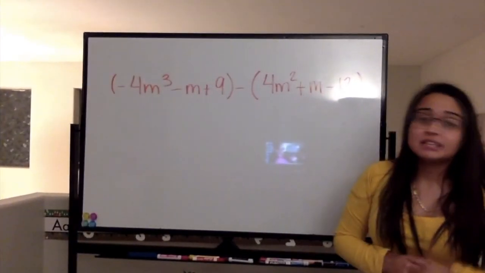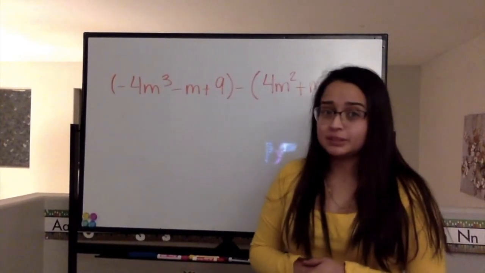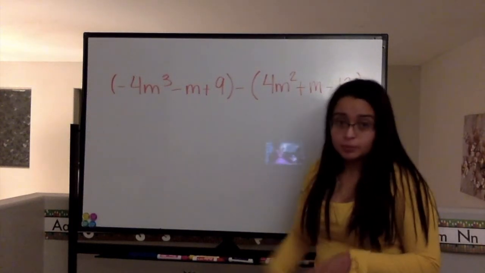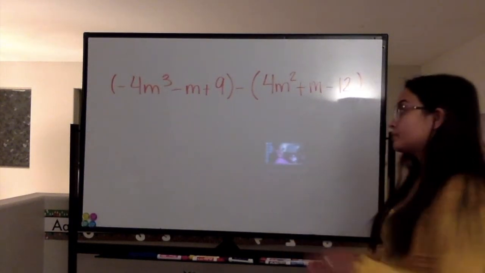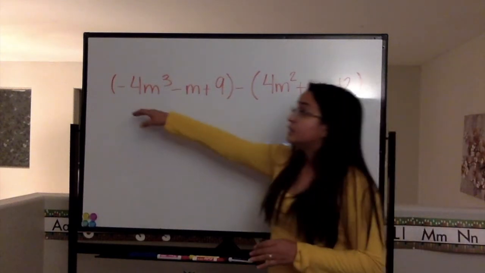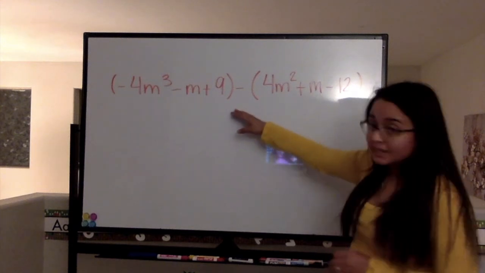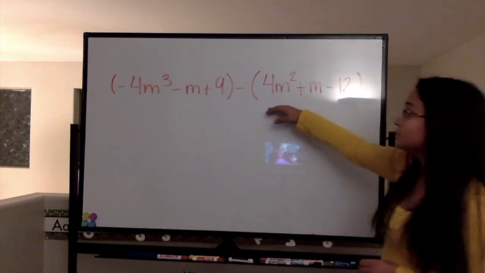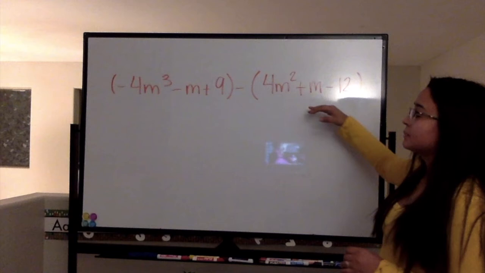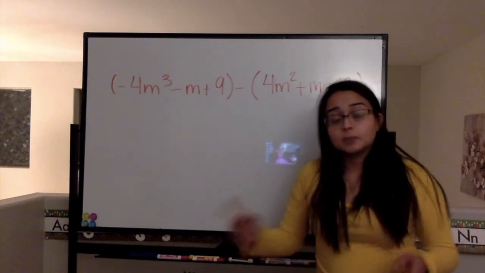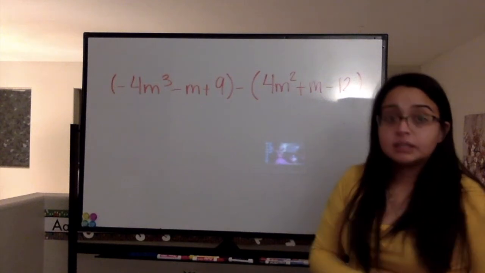Very well, you guys. Now moving on into your assignment for today, I have this problem on the board. We have negative 4m cubed minus m plus 9, minus 4m squared plus m minus 12. Okay, those are two polynomials that we are going to be subtracting.